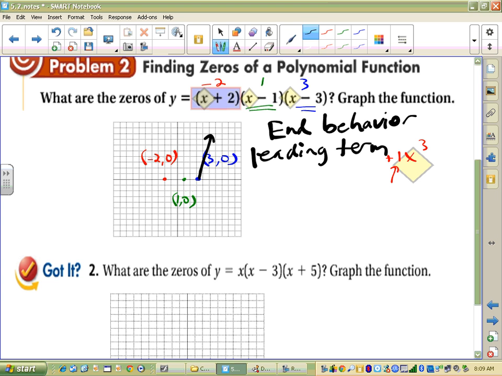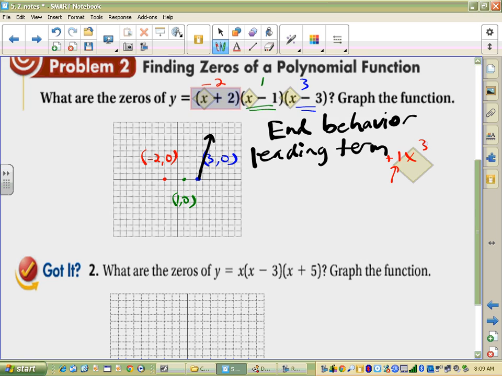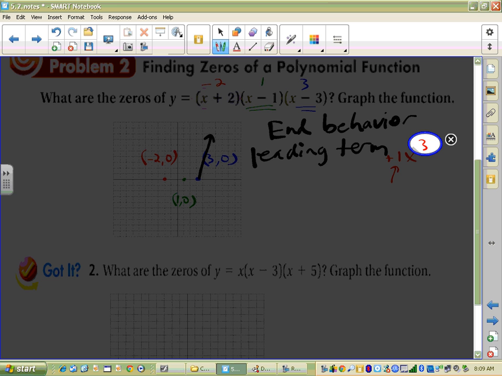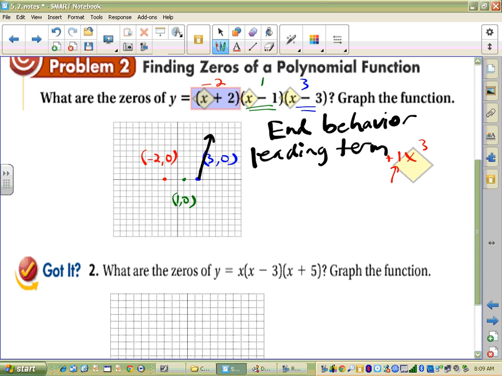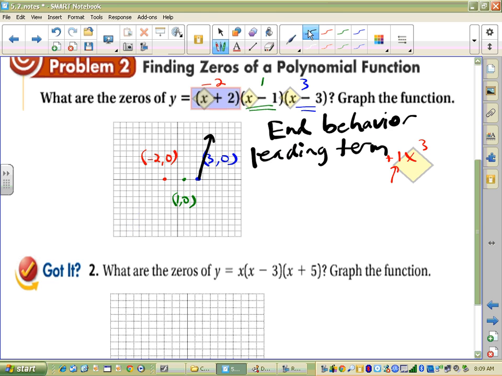Now, because the degree is odd, that means the graph acts like a line. What we mean when we say it acts like a line is on the other end, it's going to go down. Doing all right so far? Okay. So it's going to be heading down on the other side then. So like that.